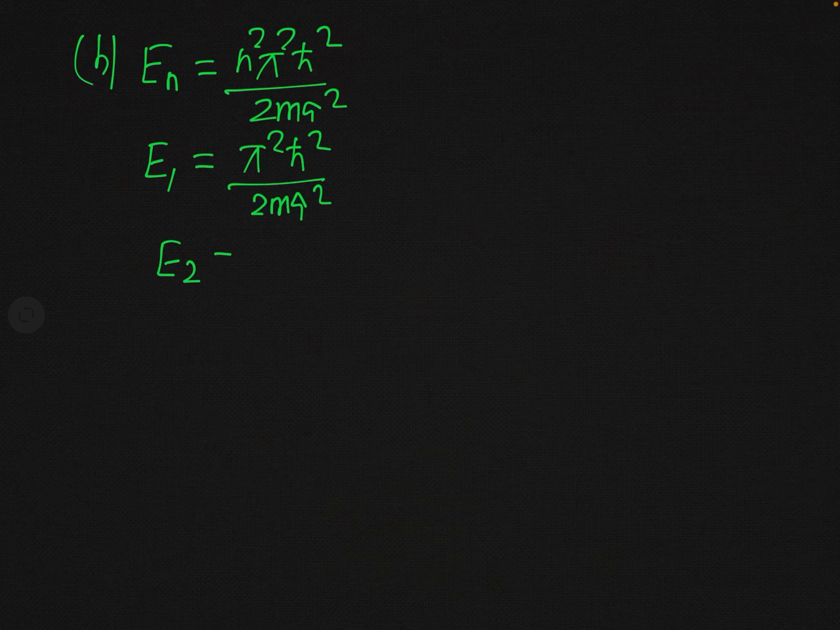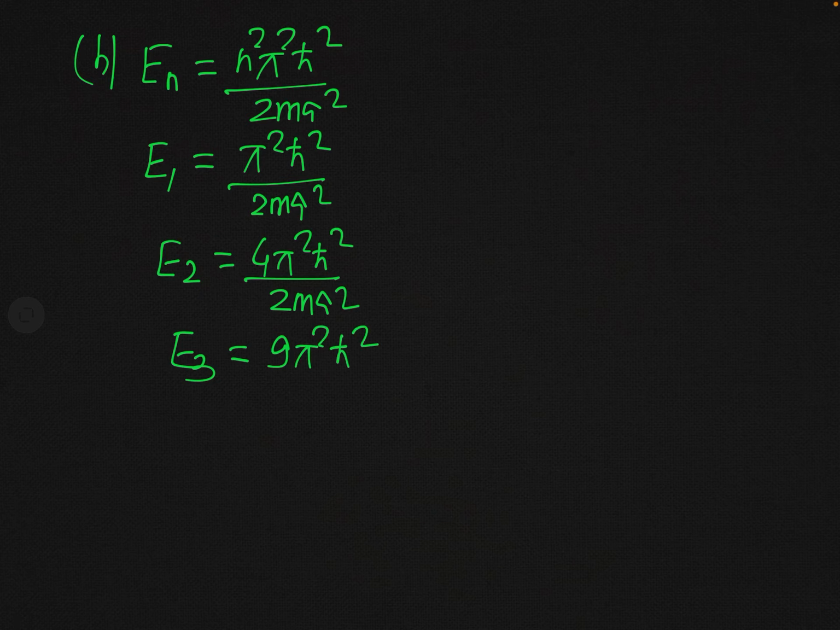Then E2, now we will take n equal to 2. So this is simply 4 pi square h bar square over 2ma square. Then E3, and for E3 we will take n equal to 3. So this is 9 pi square h bar square over 2ma square.